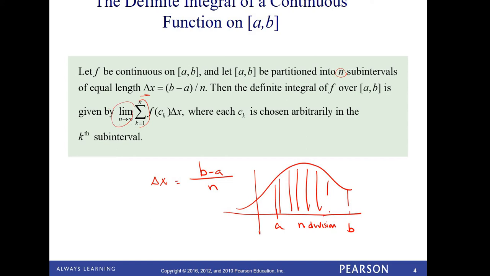So as these rectangles become smaller and smaller, we're taking the sum of each one of these rectangles. f of c is the height of the rectangle. Delta x is the width of the rectangle, where c sub k is chosen arbitrarily in the kth subinterval. So in each interval, we are choosing some arbitrary spot that we are going to use for the height of each rectangle. So that's the sum notation of an integral.